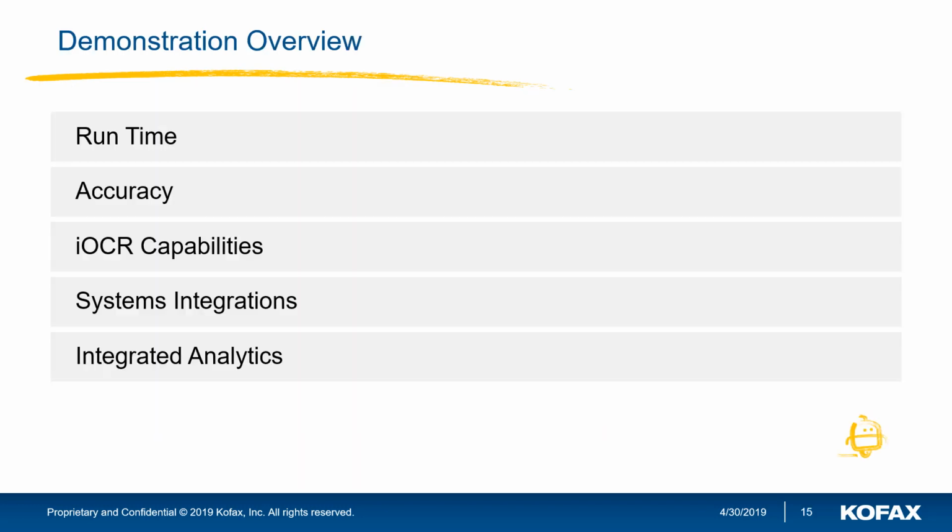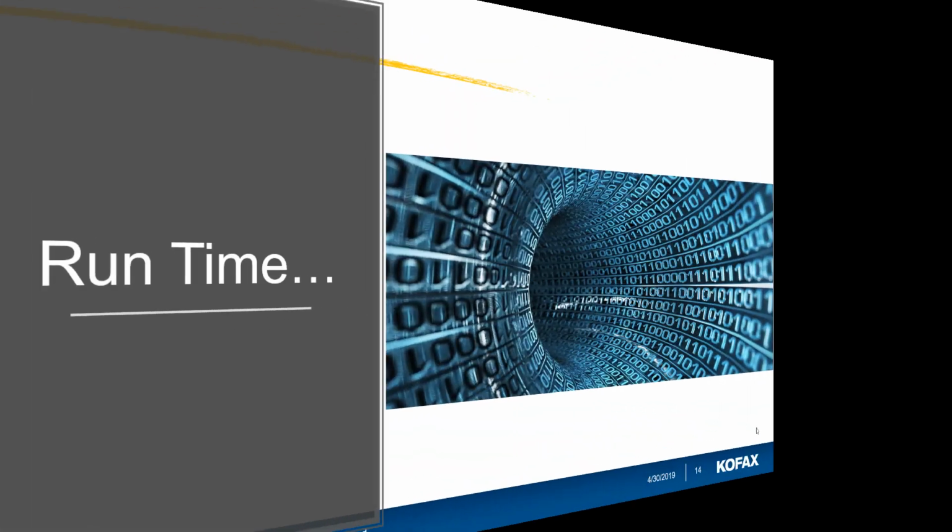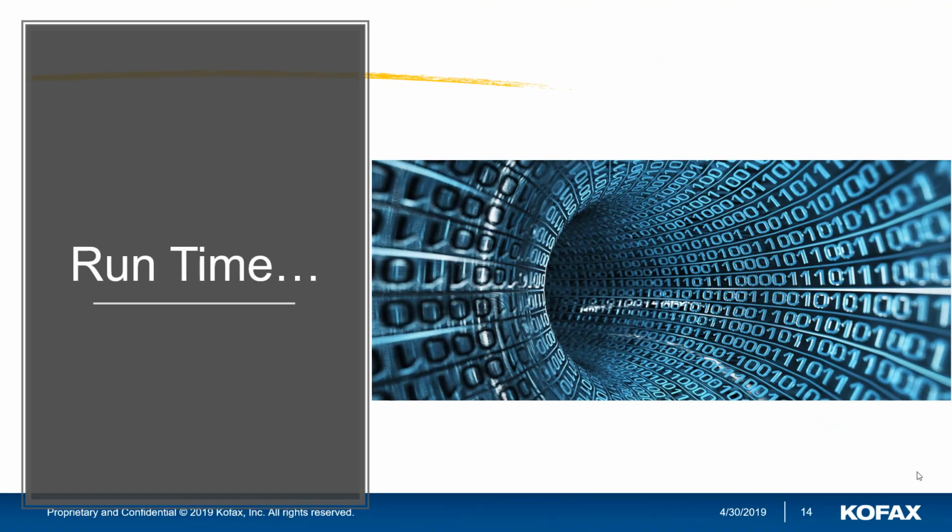So for the demonstration, just as an overview, I will cover some runtime aspects and extraction, document variations. I'll look at the accuracy and look at the different ways of validating the data and even exception handling, what I can do with that. As far as the IOCR, the cognitive capabilities and document classification and data identification are important aspects of it. And then with regards to the systems integration, being able to work with different systems, ingesting the documents, and being able to export it out to other systems is going to be the key aspects there. And then finally, the analytics to show the dashboards of what I'm working with.